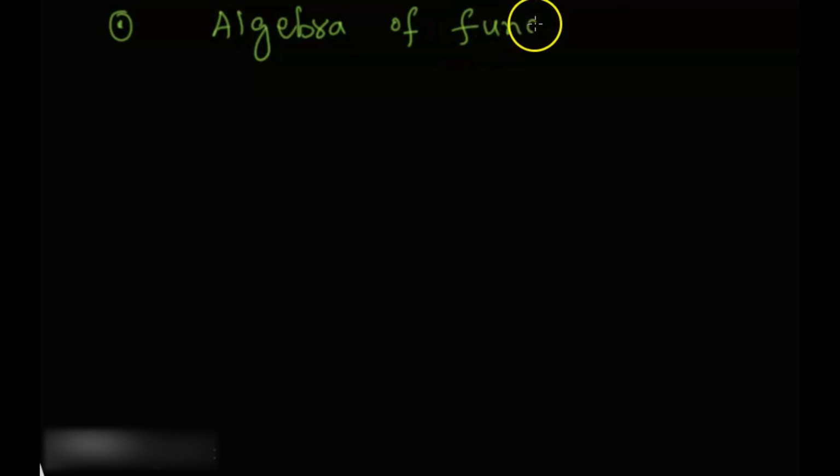The way we add, subtract, multiply and divide numbers, similarly we add, multiply and subtract matrices. We call that the algebra of numbers or algebra of matrices. Similarly, we have the algebra of functions, or you can say the combination of functions. That means given any two functions, with the help of the two functions you can add them.